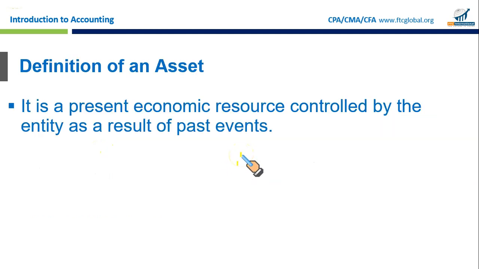Okay, let us define an asset. An asset represents economic resource controlled by the entity as a result of past events. Let us break this down. First, a present economic resource. An asset represents a resource that is currently available and under the control of an entity, meaning the business or organization has the right to use this resource.